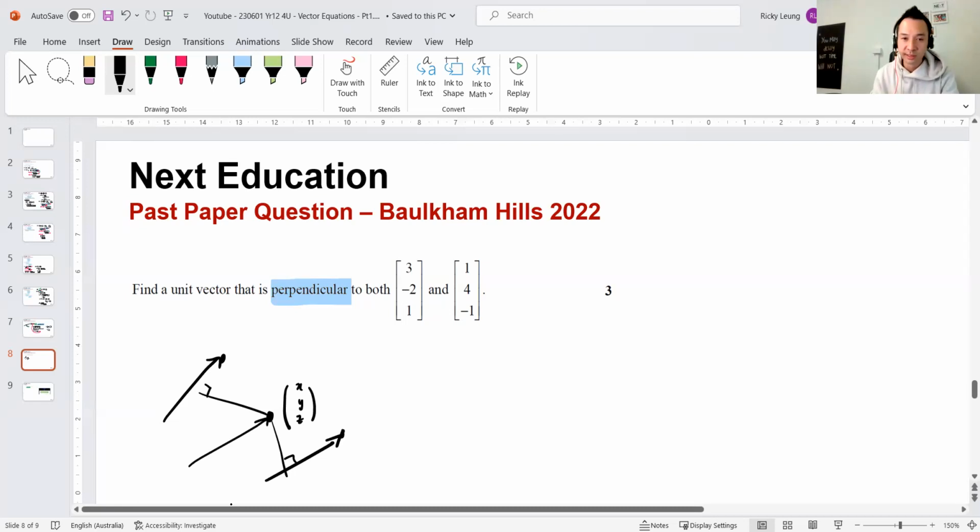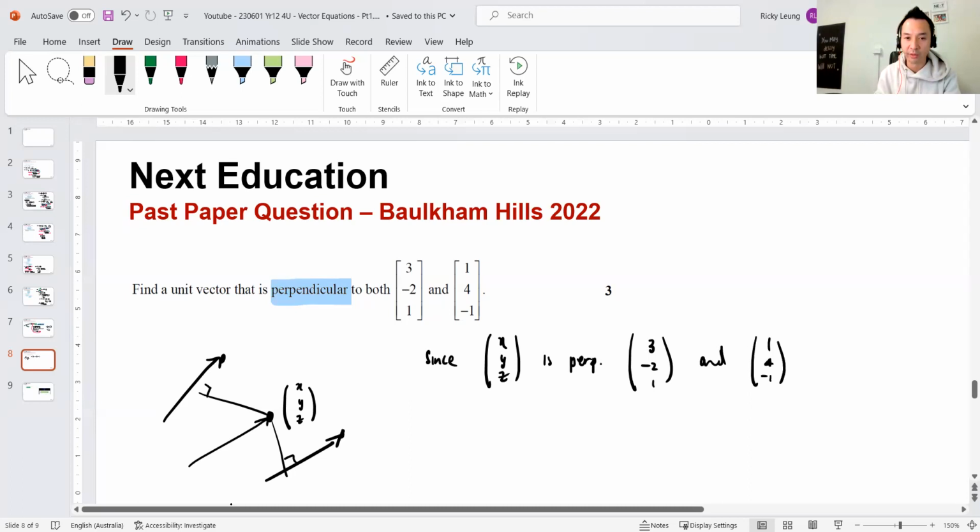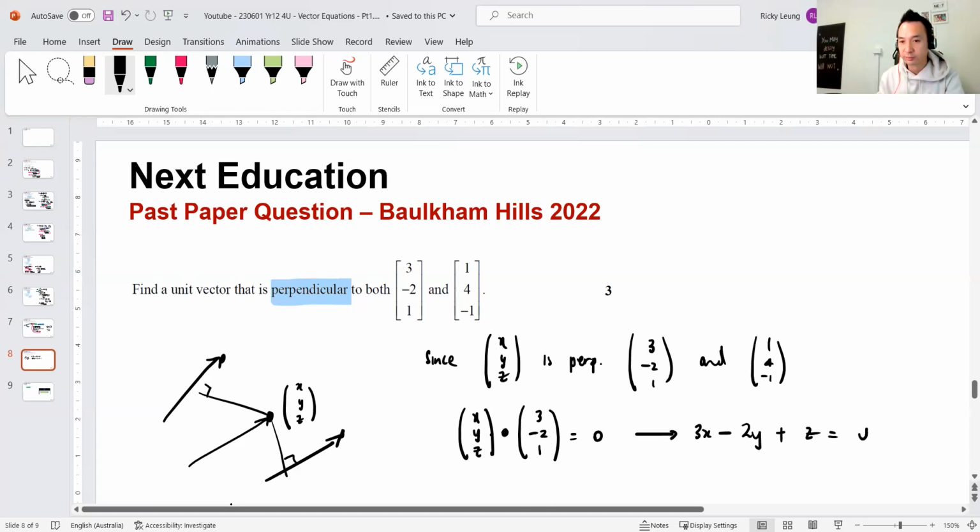So since x, y, z is perpendicular to 3, minus 2, 1 and 1, 4, negative 1, I know that this dotted with the first one should go to 0. What that gives me is 3x minus 2y plus z equals 0.